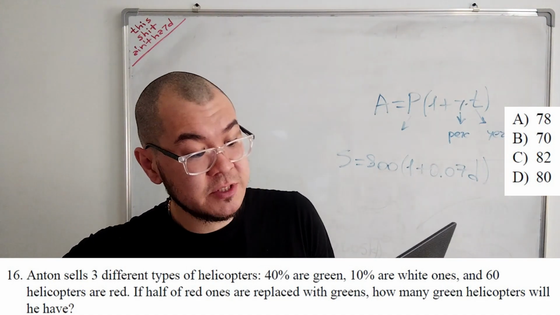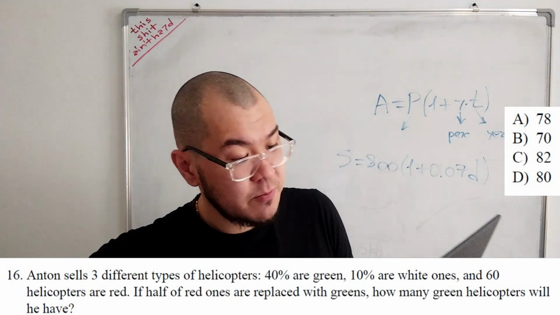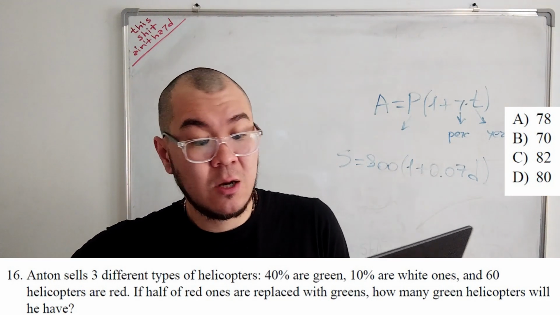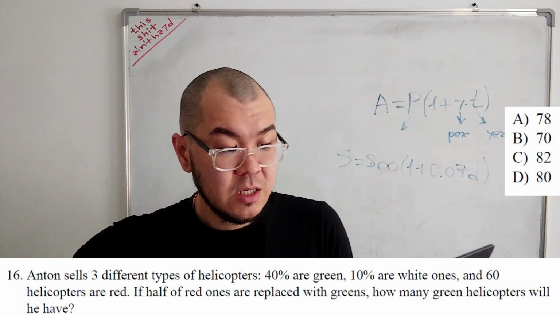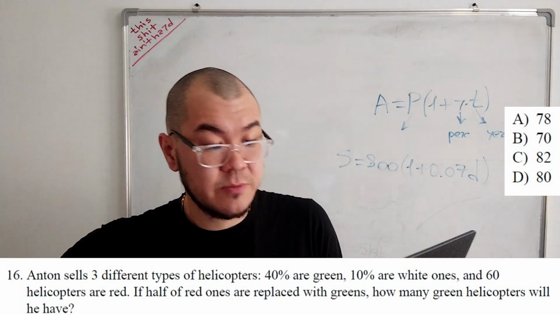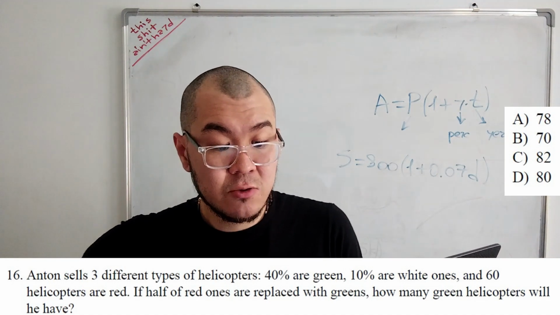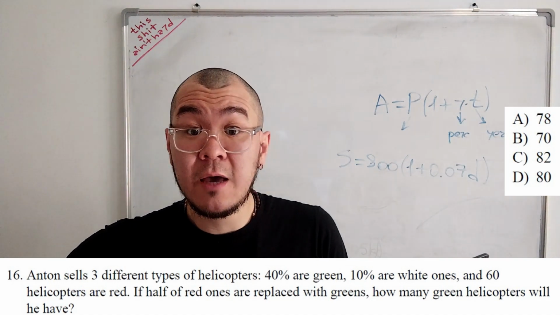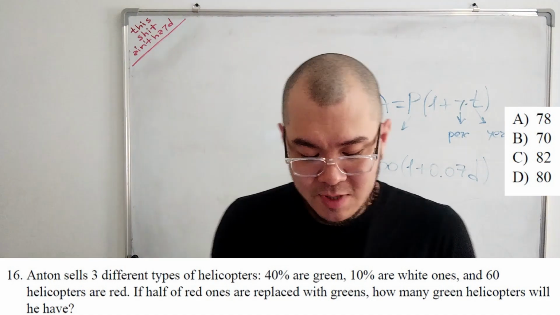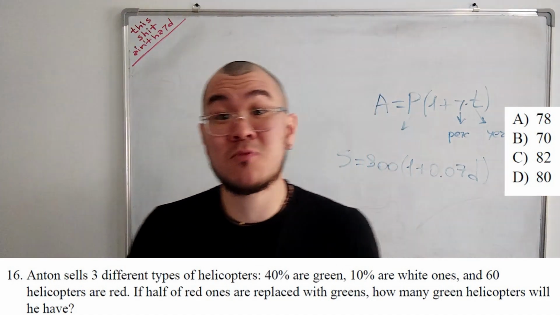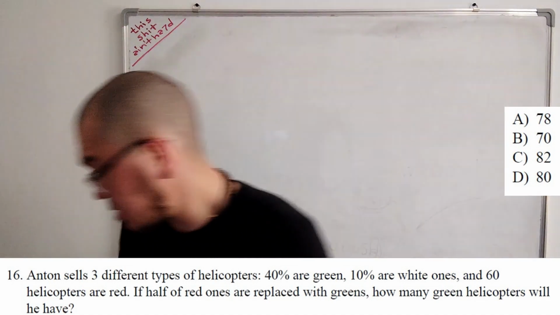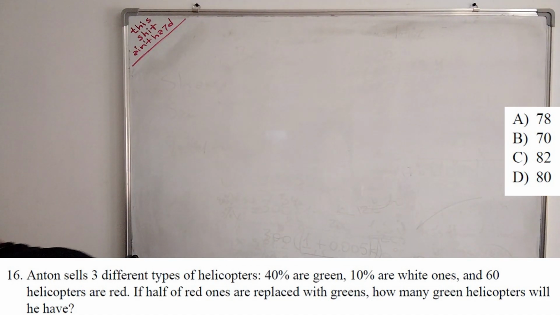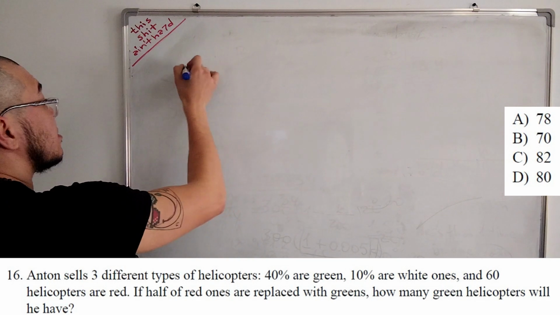Anton sells 3 different types of helicopters. 40% are green, 10% are white ones, and 60 helicopters are red. If half of the red ones are replaced with green ones, how many green helicopters will he have? Okay, big boys with big problems, I guess. We have 3 different types of helicopters: green, white and red. Okay.